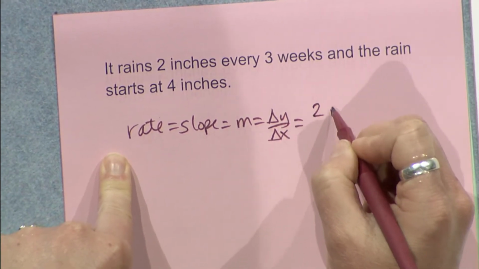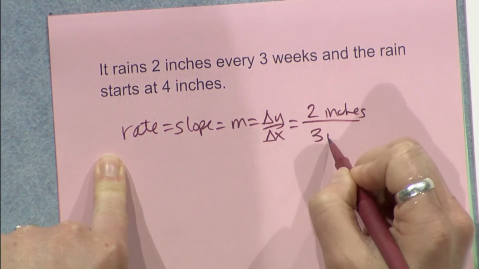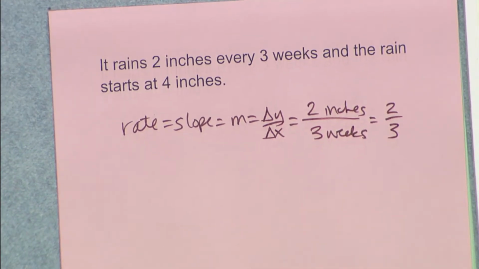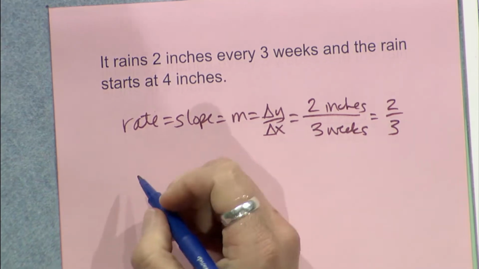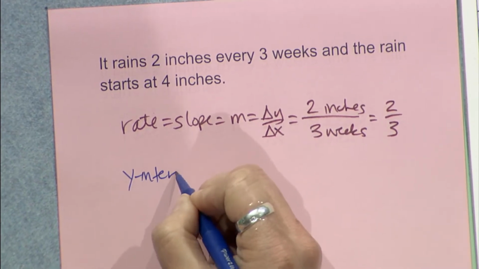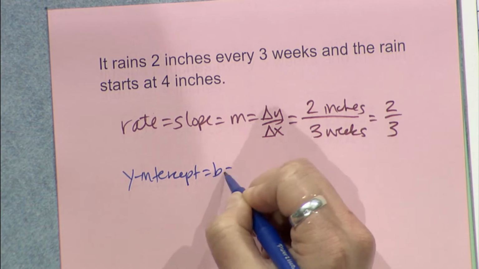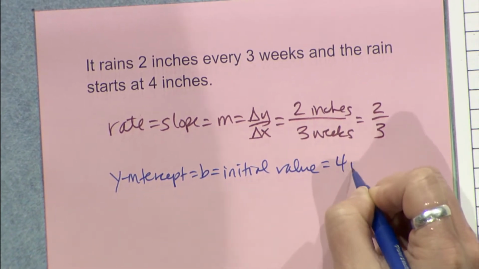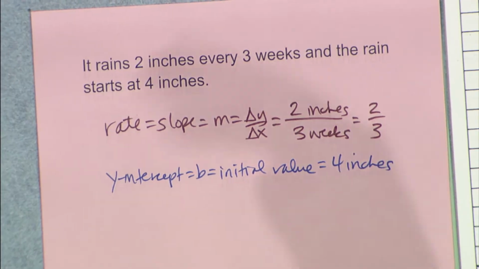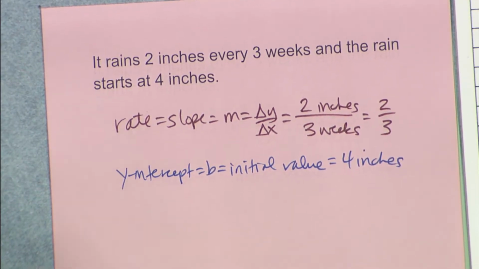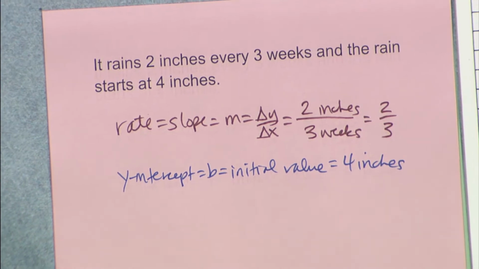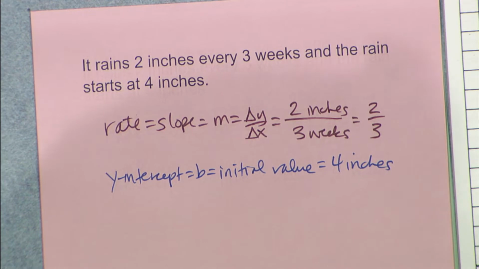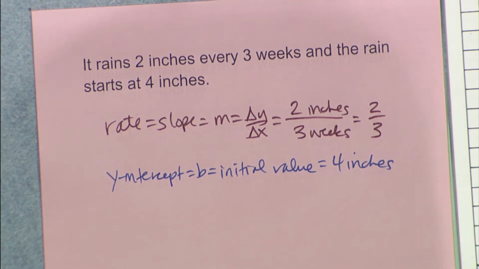2 inches every 3 weeks, so that's a slope of 2 over 3. Yep. And what's my y-intercept? Your initial value, 4 inches, which is my b. At time 0 when they started tracking it, it would start at 4 inches. What's the equation? Because then we write the equation. The equation is y equals 2/3 x plus 4.